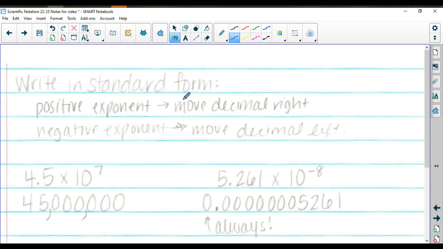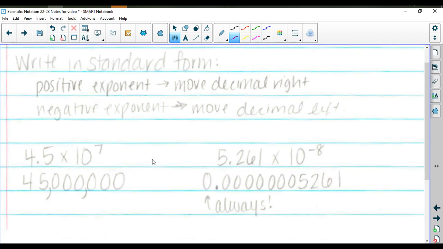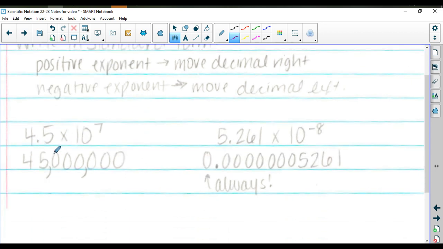The last thing we're going to do is talk about writing in standard form. So again, thinking about this one, with positive exponents, we need our number to end up being greater than 1. Positive exponents will cause us to move our decimal point to the right. Negative exponents will cause us to move our decimal point to the left, therefore creating numbers that are smaller than 1. So my first example you're going to write down is 4.5 times 10 to the 7th power.